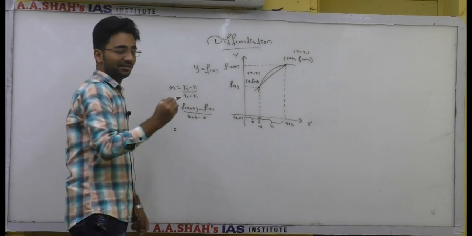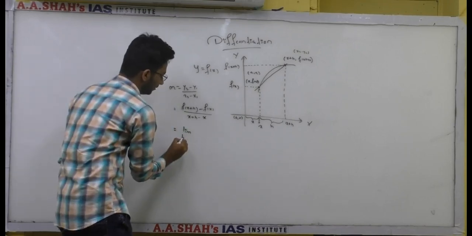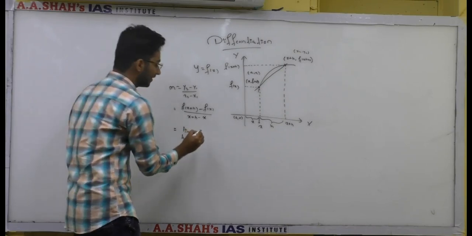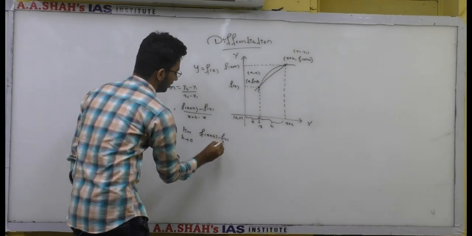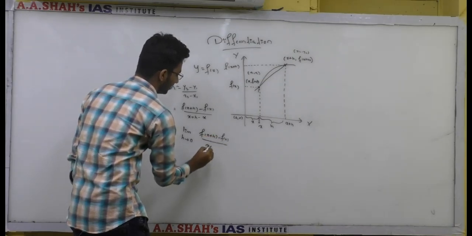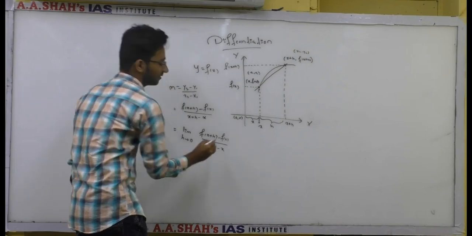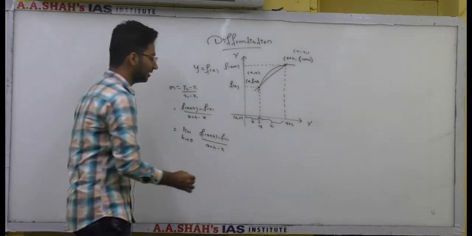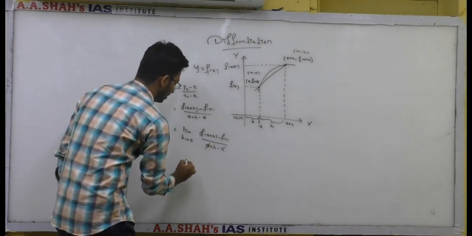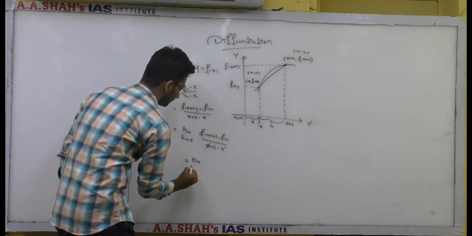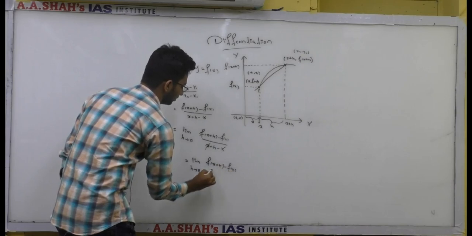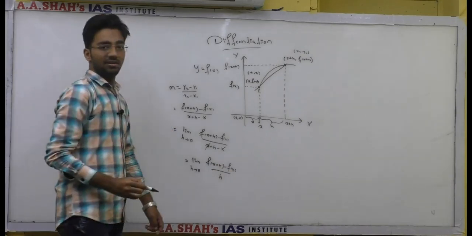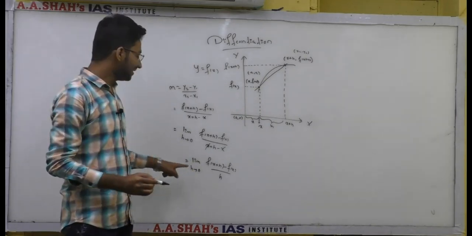Now we take the limit as h tending to 0 of f(x plus h) minus f(x) upon x plus h minus x. Here we can see we have plus x and minus x, so x gets cancelled. So limit as h tending to 0, f(x plus h) minus f(x) upon h. Here h is in the denominator, so we write limit as h tending to 0, h is not equal to 0.